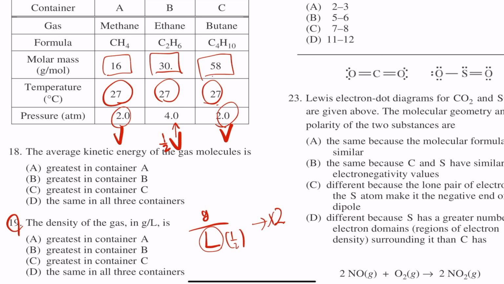Now, if you think about butane and ethane, that's probably the closest pair here. So methane is definitely not going to be it because the gram amount is too small. So the numerator is going to be too small. So methane should be out.